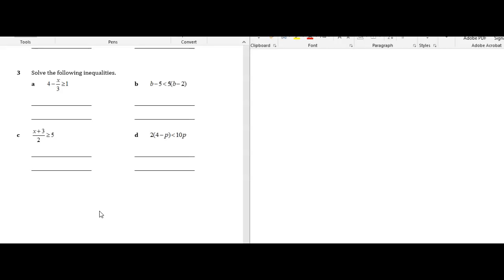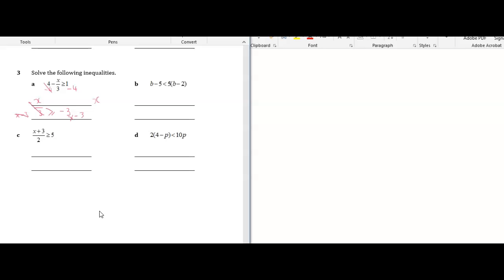Okay, so let's start question A. So I'm going to get rid of that 4 by subtracting 4 from both sides. So I'm left with negative x on 3 is greater than or equal to 1 minus 4, which is negative 3. And then I'm going to get rid of this negative 3 by multiplying both sides by negative 3. So that cancels out. So I'm left with x.